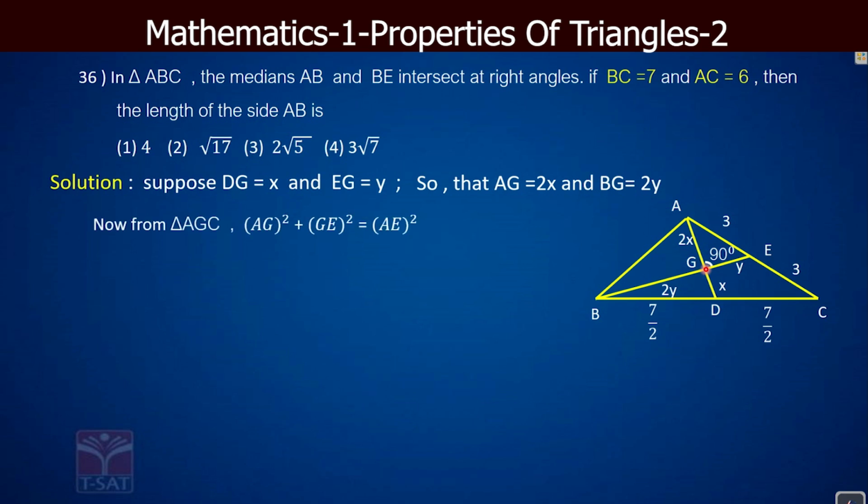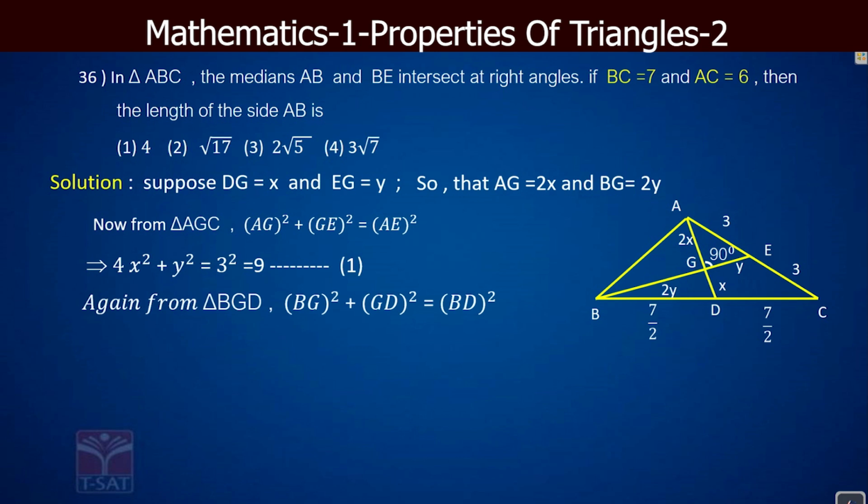Now, you can use Pythagoras rule. From triangle AGE, angle G is 90 degrees. So, you will get AG² plus GE² is equal to AE². That is, AG² means 4x² plus GE² means y² is equal to 3², because AC is given to be 6, so AE is equal to 3. So, therefore, 4x² + y² = 9. That is equation number 1.